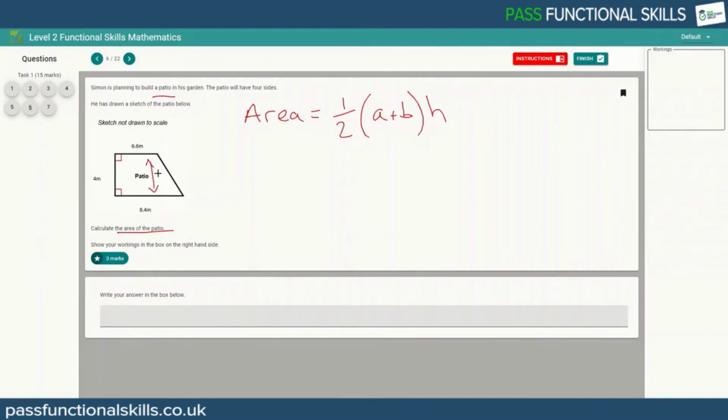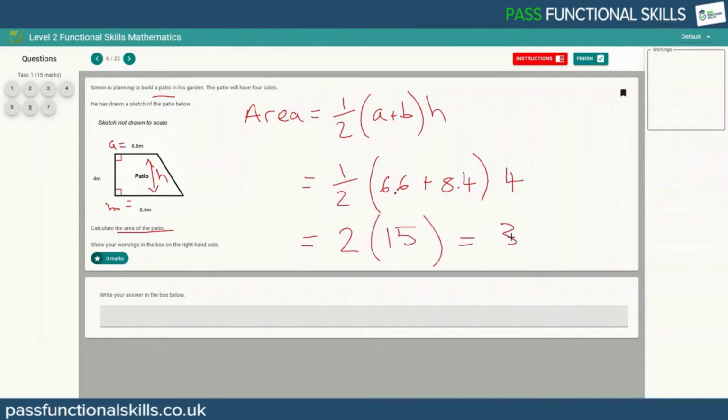So we can draw that quickly here. So that's the height, h. We're going to call this one a and this one b. So rewriting that here, we have half times (6.6 + 8.4) multiplied by the perpendicular height, which is 4. Now just plugging that in, we can quickly simplify this by doing half times 4, so it's 2, then 6.6 plus 8.4, which is 15, so 2 times 15 is equal to 30 metres squared. Always remember to put the units in at the end.